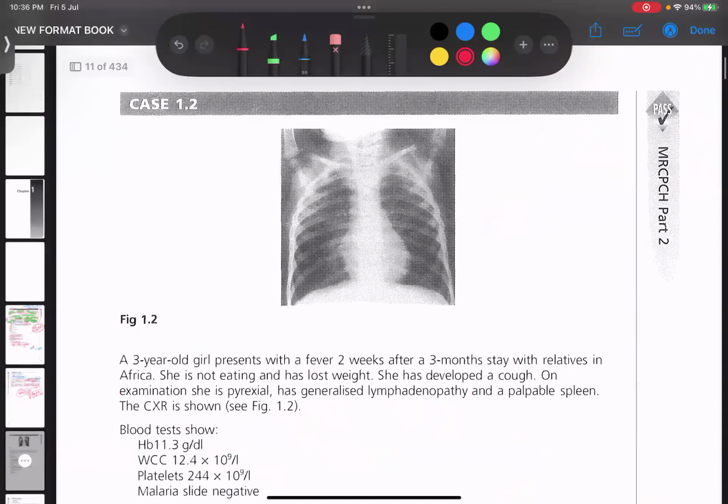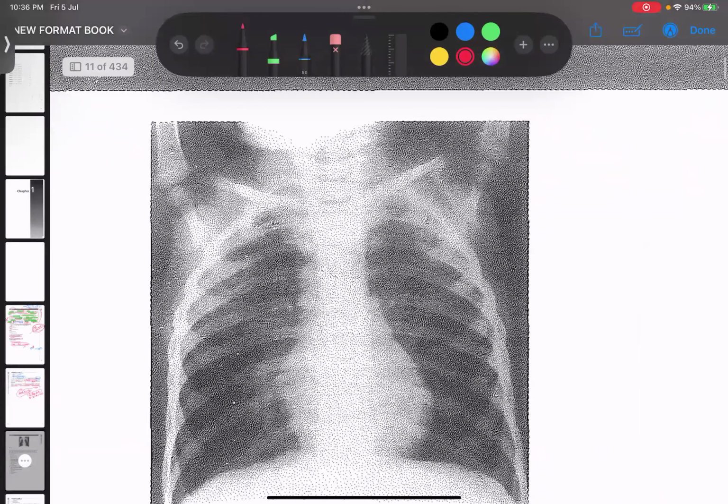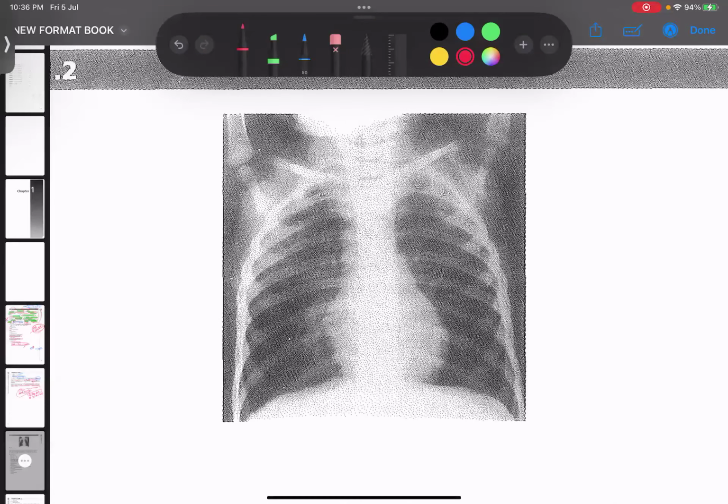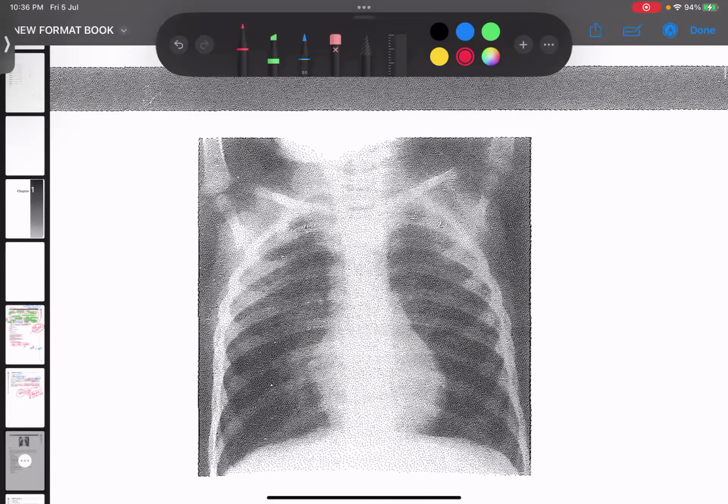Okay, so first we'll see this particular picture. Actually, when I saw this picture, I felt it's not very clear, so that's why I don't choose a lot of cases related to pictures. The age of the child is 3 years. Can we appreciate anything on the X-ray?